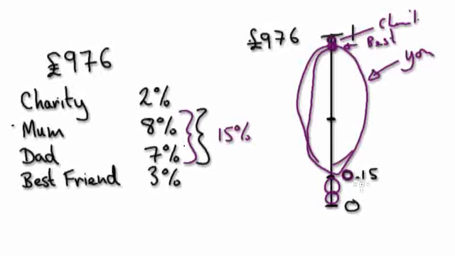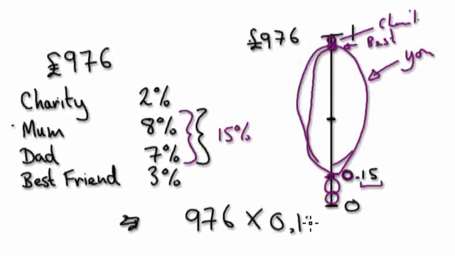So 0.15. That's 15%. So if the question is saying how much money goes to family members, then you would have to do this. Get 15% of the whole amount. So this would be 976 times 0.15, because we want to know 15%.